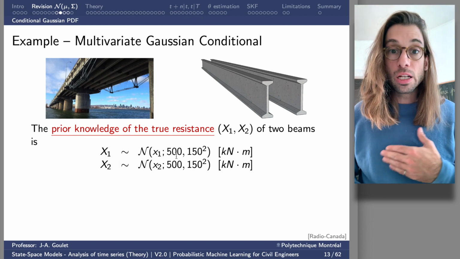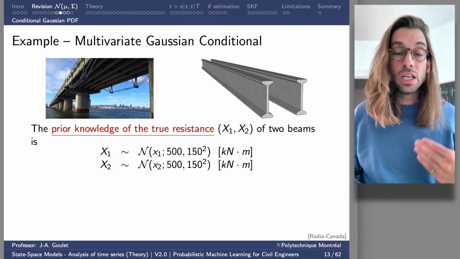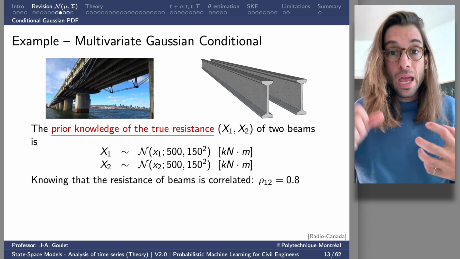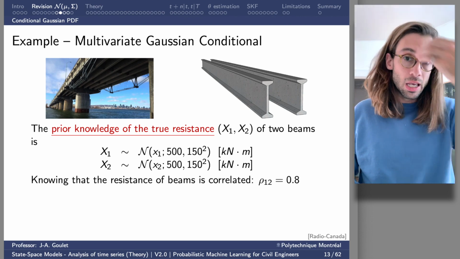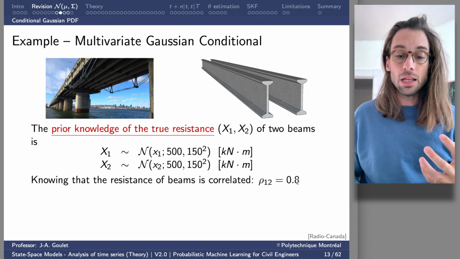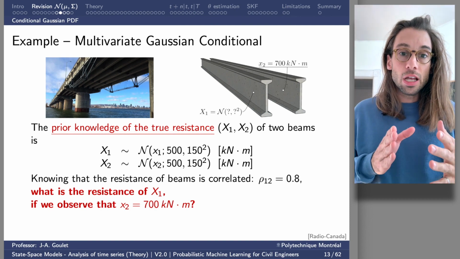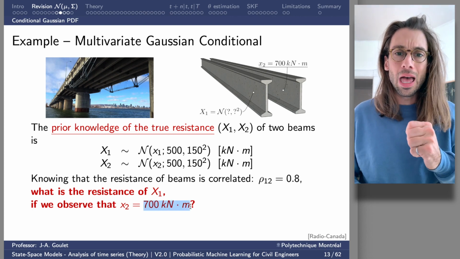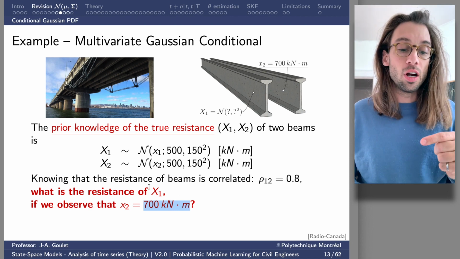So both have a prior expected value of 500 kilonewton meters, and they have a standard deviation of 150 kilonewton meters. Perfect. Given that they share many processes associated with their fabrication, we know that their strength is going to be correlated. So if I assume that the correlation coefficient rho 1,2 is 0.8, and I observe that the strength of the second beam is 700 kilonewton meters, how does this change my knowledge of the resistance for the random variable x1?